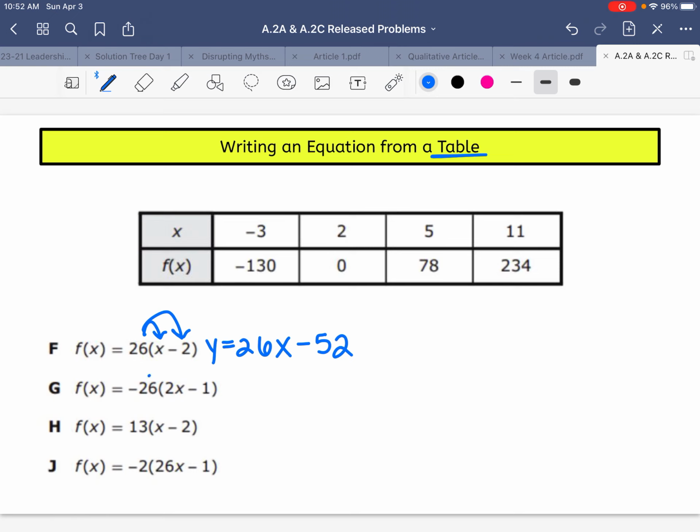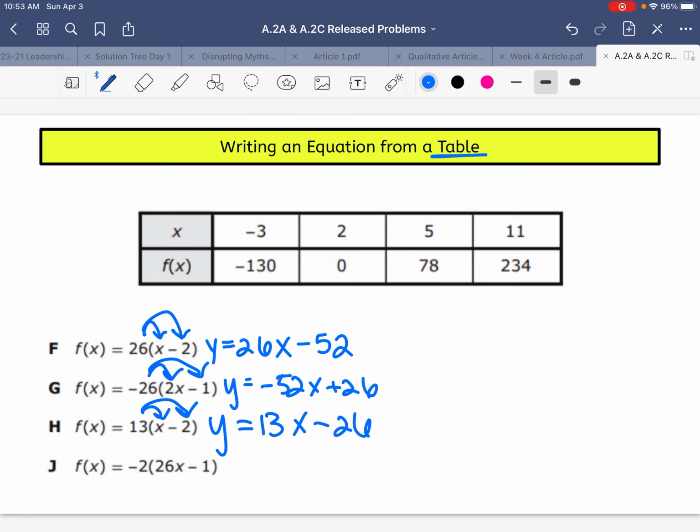When I distribute the negative 26 on answer G, we get that y is equal to negative 52x plus 26. For h, we distribute the 13 to get that y is equal to 13x minus 26. And then for j, we distribute our negative 2. So we get that y is equal to negative 52x plus 2. So now that I've simplified my answer choices into something that I can understand in slope-intercept form, where I can identify what my m is and what my b is.